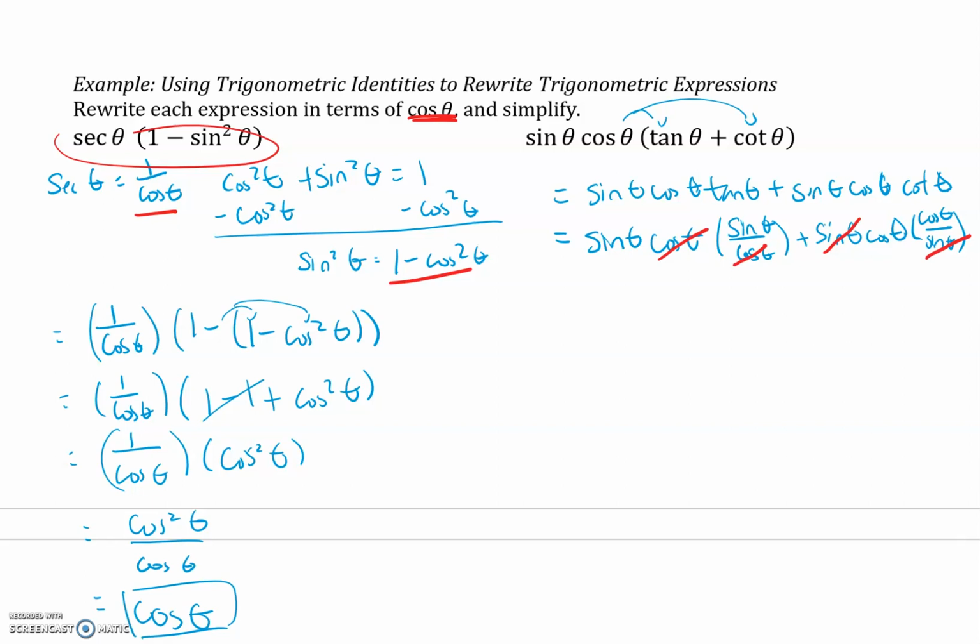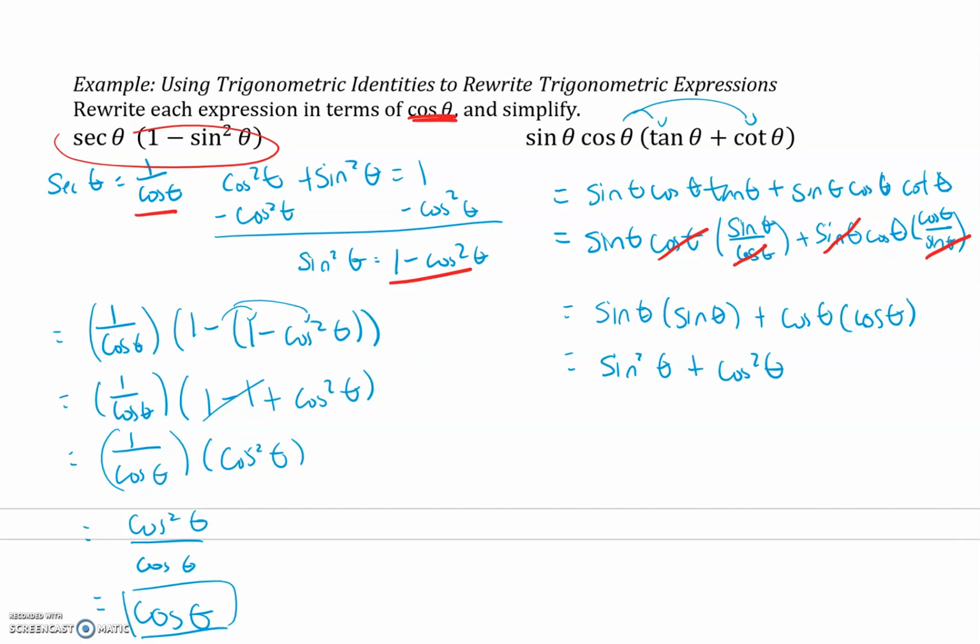So I'm going to end up with sine theta times sine theta plus cosine theta times cosine theta. And remember, this is just like x times x, y times y. So this is sine squared theta plus cosine squared theta.